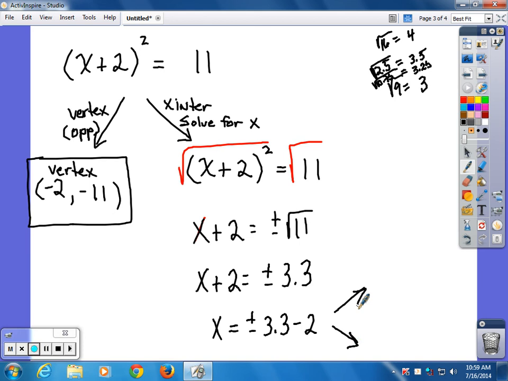What's 3.3 minus 2? 1.3. That's one X-intercept. You owe somebody 3.3, you owe somebody 2. What do you owe them? And there's your two X-intercepts.